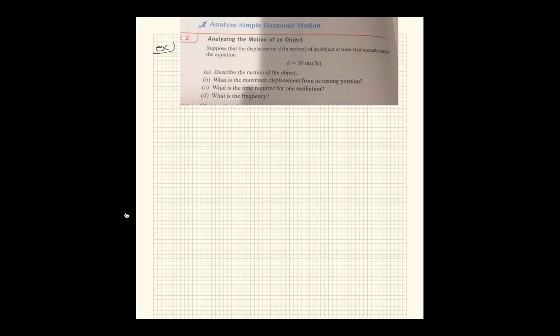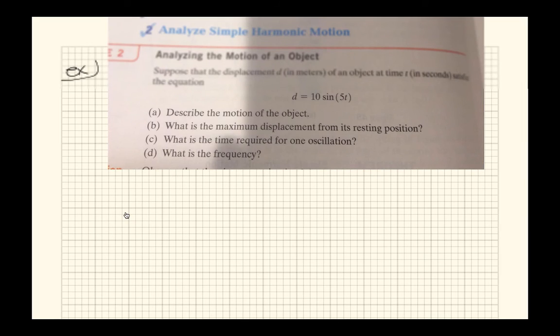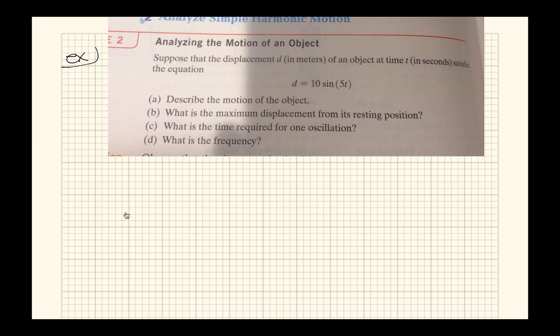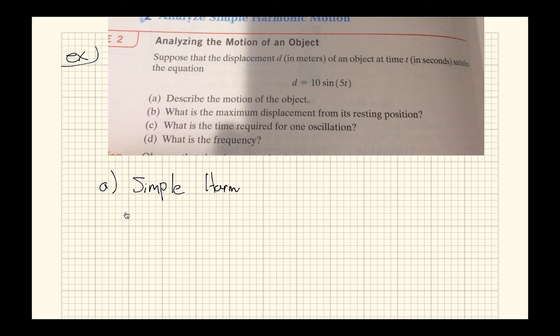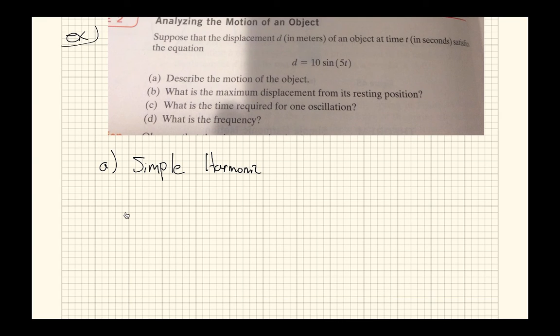All right. Analyze simple harmonic motion. Suppose that the displacement d in meters of an object at time t in seconds satisfies the equation d = 10 sin 5t. Let's answer these 4 parts. Describe the motion of the object. This is pretty much going to be the same answer for all the examples we're doing. It's simple harmonic motion.